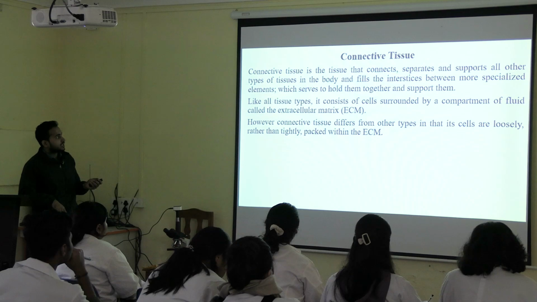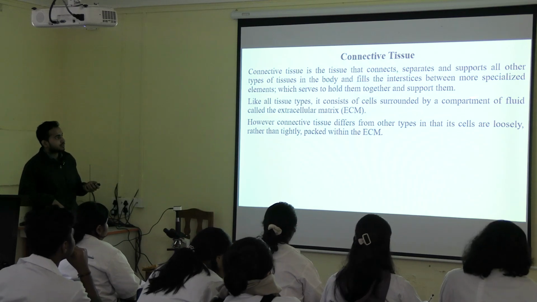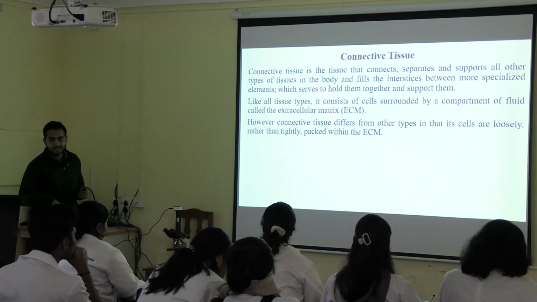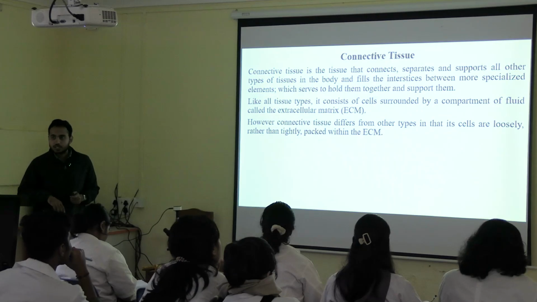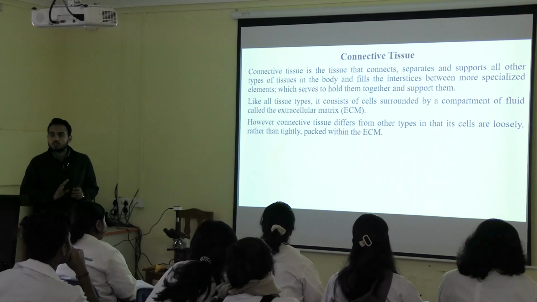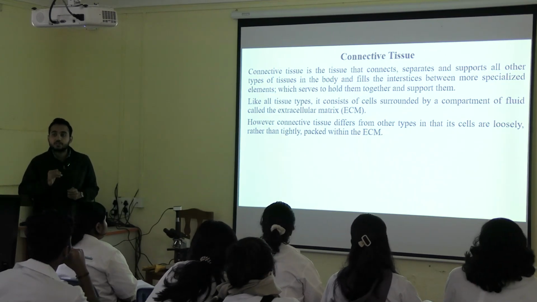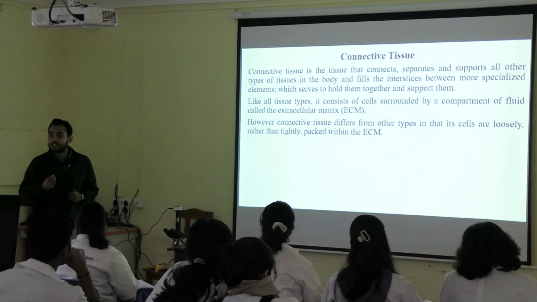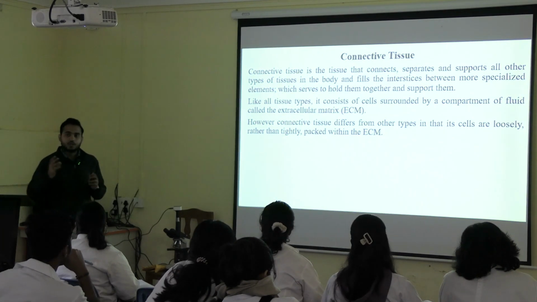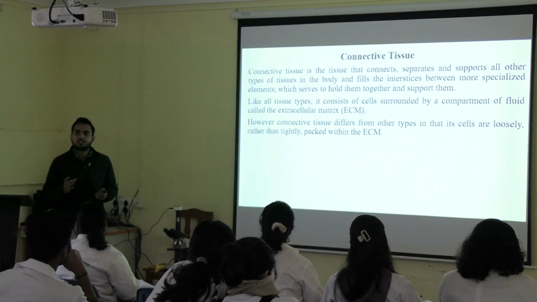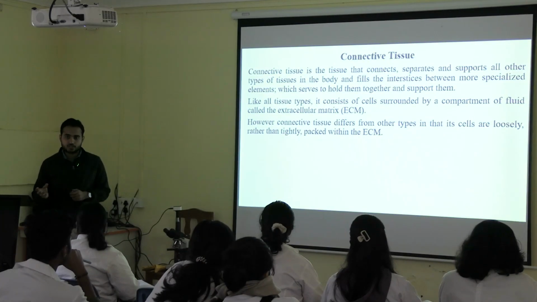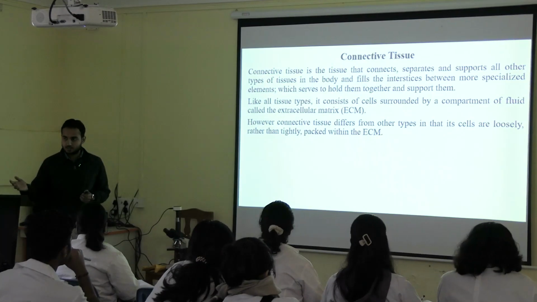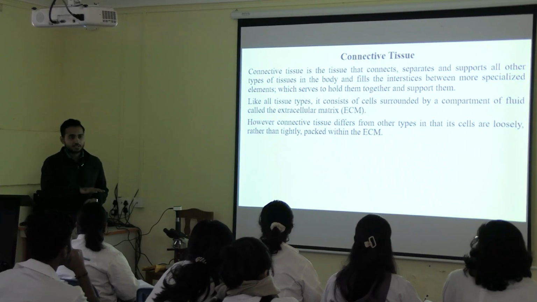Now, like any other tissue, it consists of cells surrounded by a compartment of fluid which is called the extracellular matrix. Here the fluid does not mean water. Here fluid means it is a fluid but it has gel-like consistency. So what happens in case of connective tissue? It has an extracellular matrix which is situated outside the cell. Extracellular means outside the cell, intracellular means inside the cell.